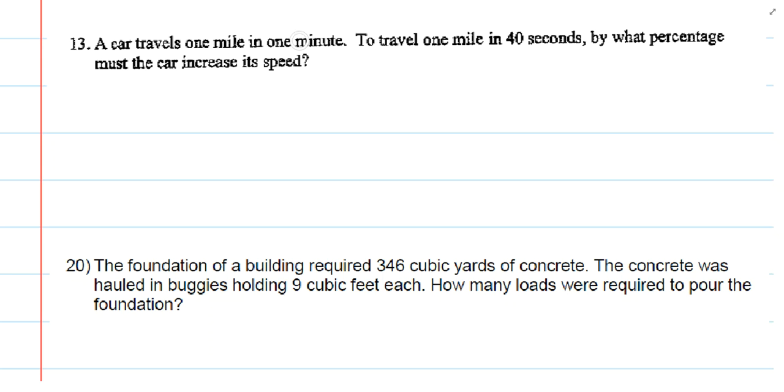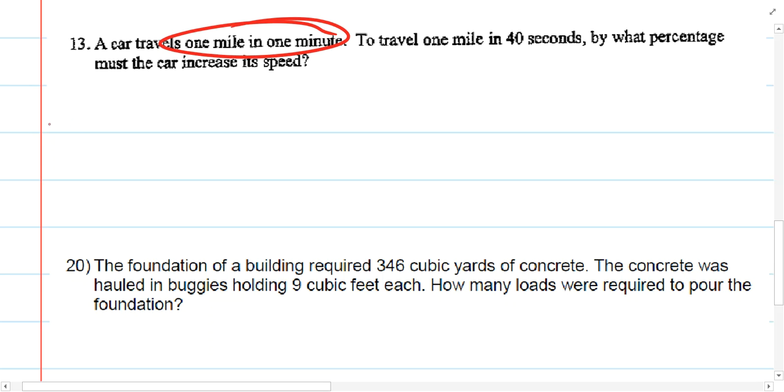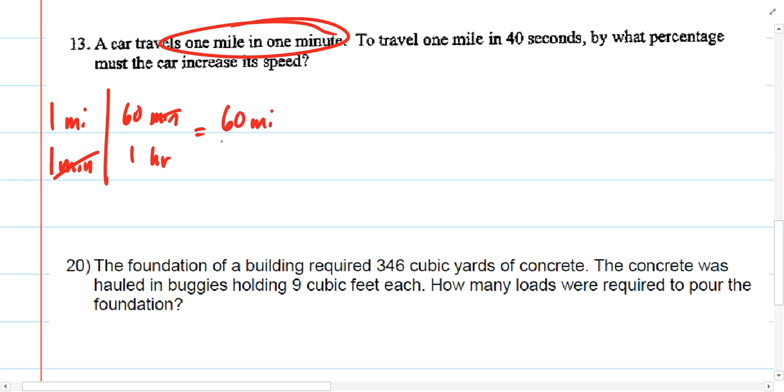A car travels 1 mile in 1 minute. So let's see if we can convert that real quickly into something more meaningful to us. If we travel 1 mile in 1 minute, we could complete the conversion. There are 60 minutes in 1 hour. So let's see here. Minutes are going to cancel. Multiplying across the top is 60 miles. And across the bottom, we have 1 hour. So 1 mile per minute is 60 miles per hour.